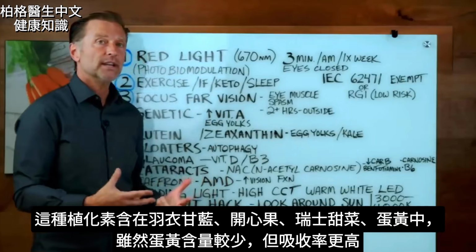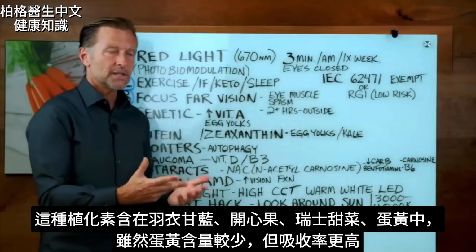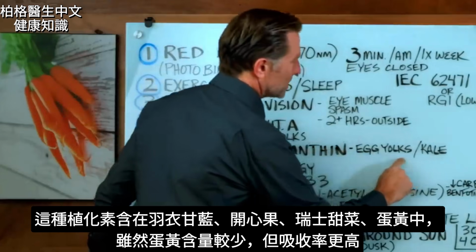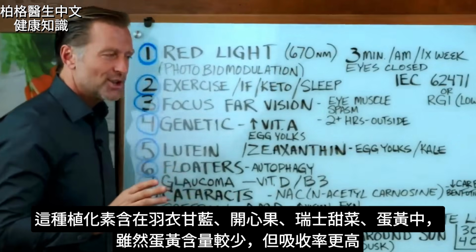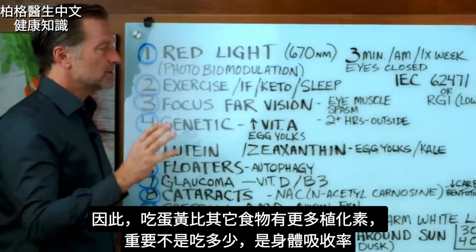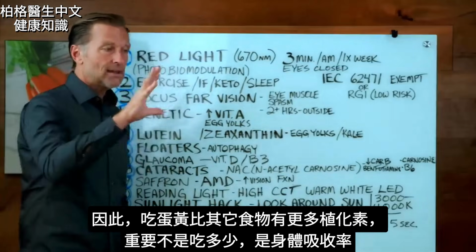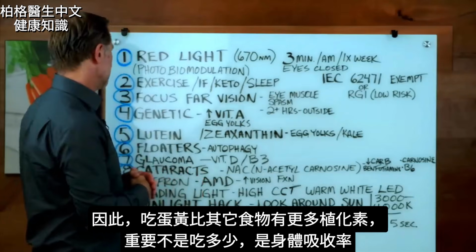There's actually more of it in kale and Swiss chard and pistachios than egg yolk, but in the egg yolk, it's way more bioavailable. So you're actually going to get more of it if you consume egg yolks than these other things. So it's not just the total amounts, it's how much you can absorb.